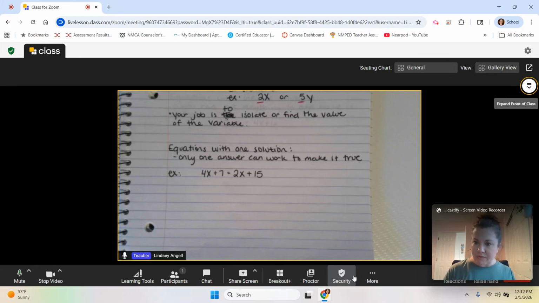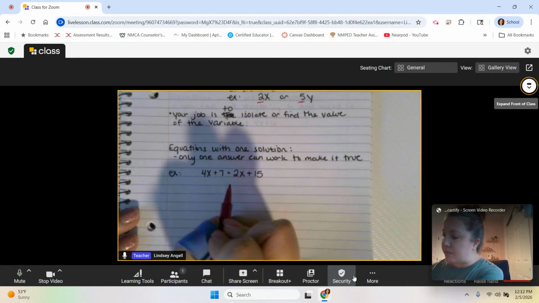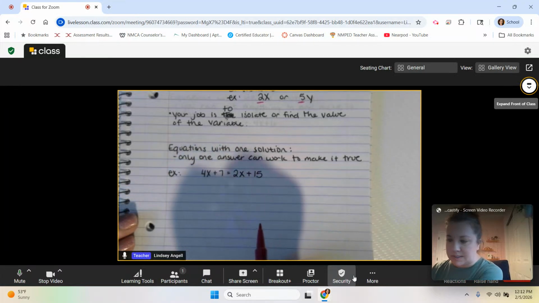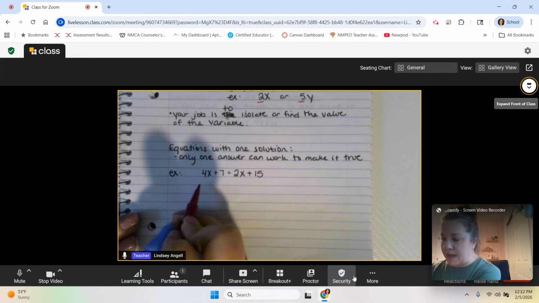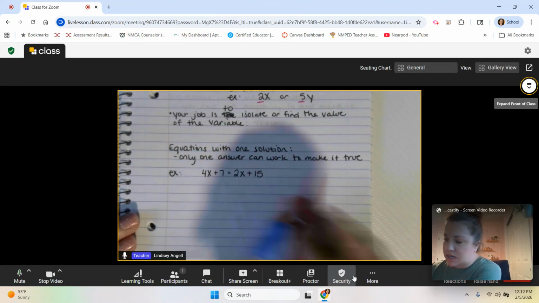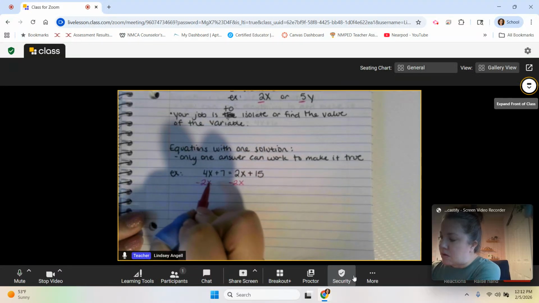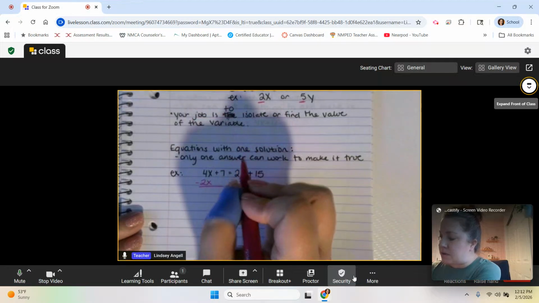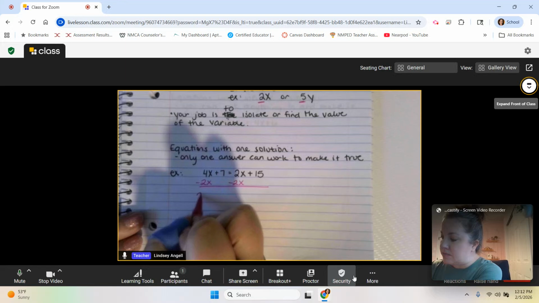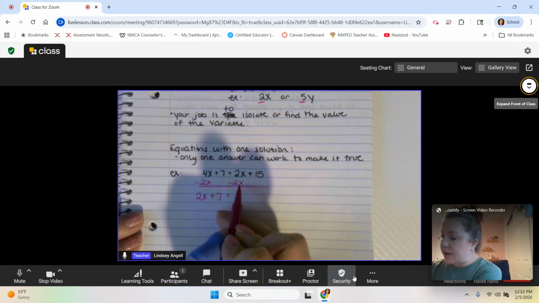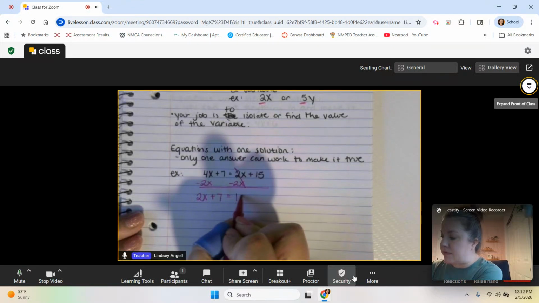So let's talk about 3 different types of equations. We've got equations with one solution. Those are the ones that we're most familiar with, right? So in this case, my goal is to figure out what x is equal to. So x needs to be alone on one side of the equation. I like my coefficients to stay positive whenever I can, so I'm going to move the 2x over to the left. I'll get that by subtracting 2x from both sides. 4x minus 2x is 2x, and we've still got that 7 hanging out. 2x minus 2x is 0, so those cancel, and we're left with 15 on the right side.